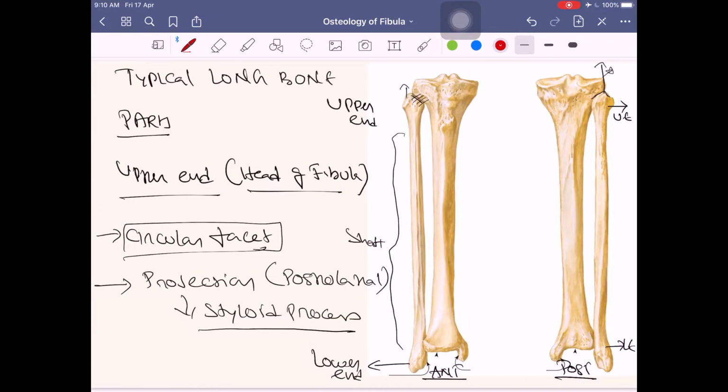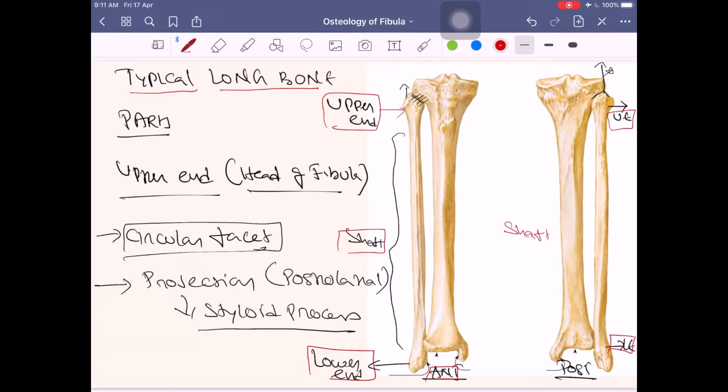Now this is definitely an example of a typical long bone. So when we say typical long bone, it has got parts. Thereby you have an upper end, then you have a lower end. These are your posterior view on this side and the anterior view on this side, and in between you have a shaft.